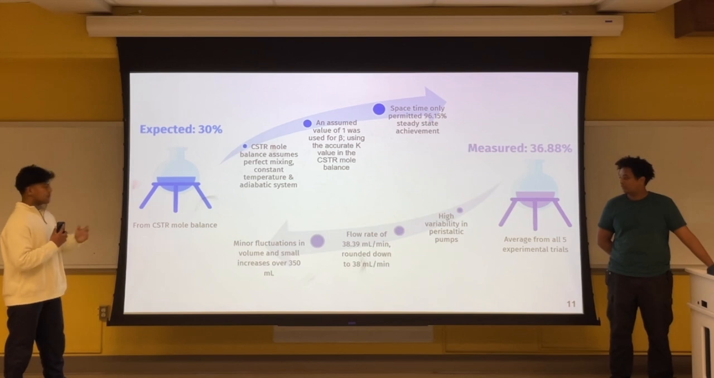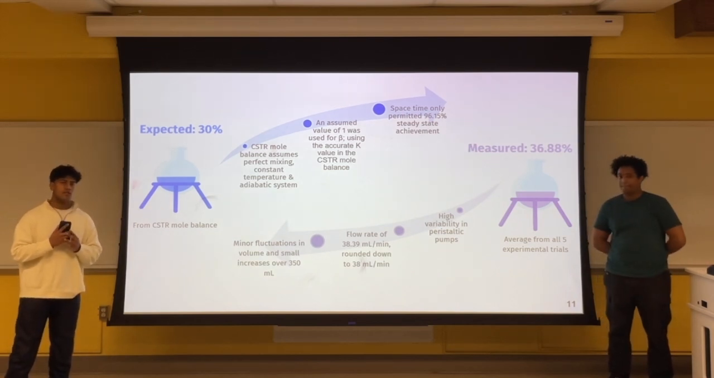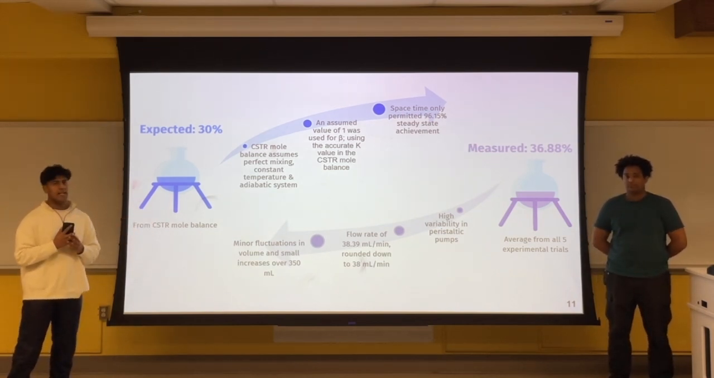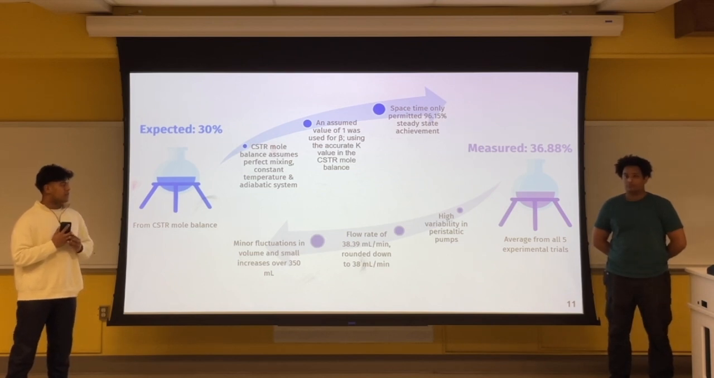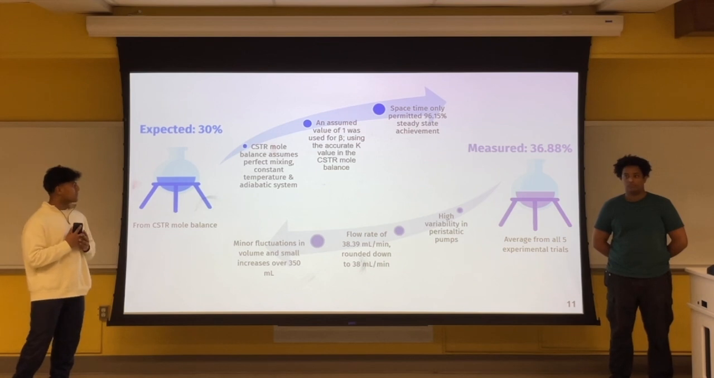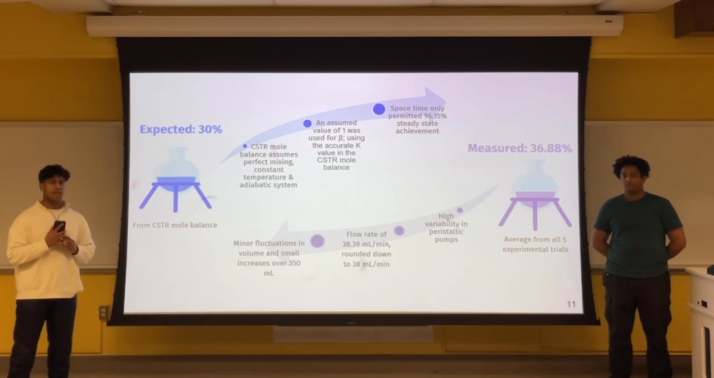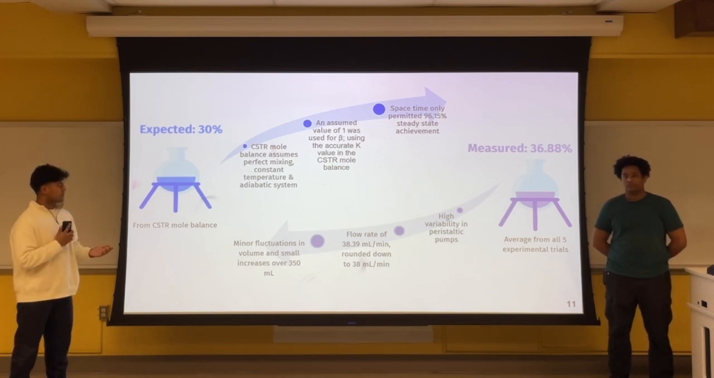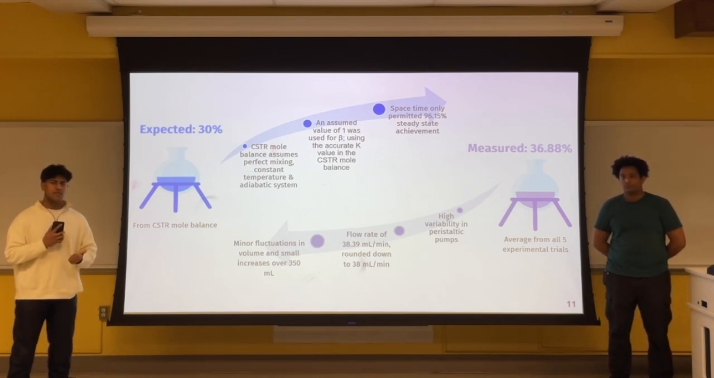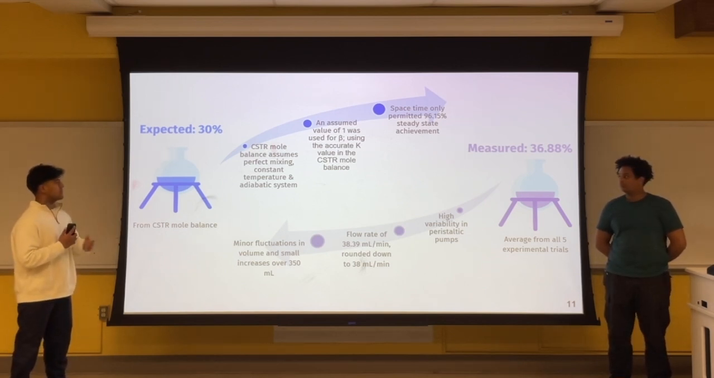Now, we expected a 30% conversion from the CSTR mole balance, but we measured a 36.88% from an average of all 5 trials. Now, why did the deviation occur? Well, the CSTR mole balance assumes perfect mixing, constant temperature, and an adiabatic system. In this ideal condition, every drop of fluid that would enter the reactor is assumed to have identical composition, temperature, and no change in heat within the system. In our lab experiment, this is not what occurred. There were temperature fluctuations and inconsistencies in mixing, which all led to our results being different.